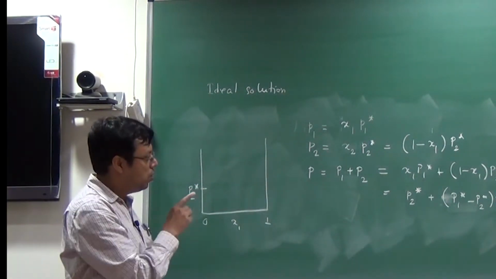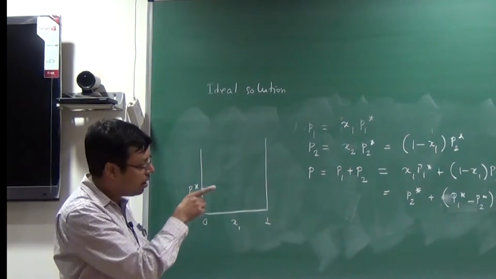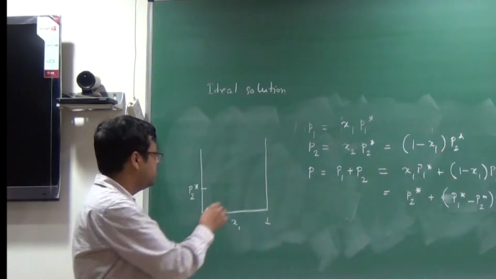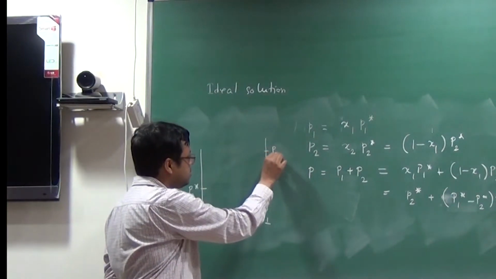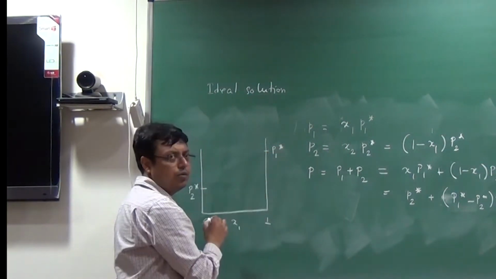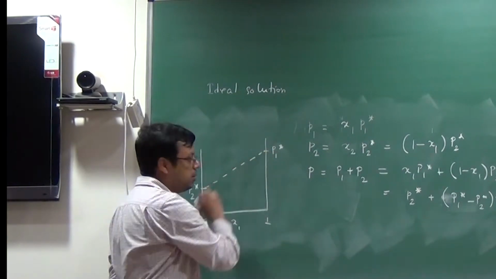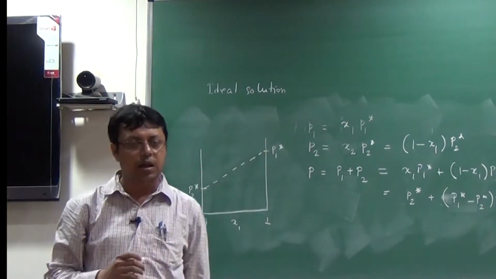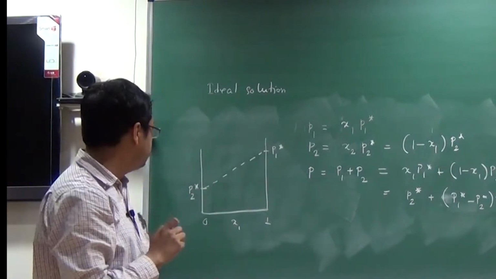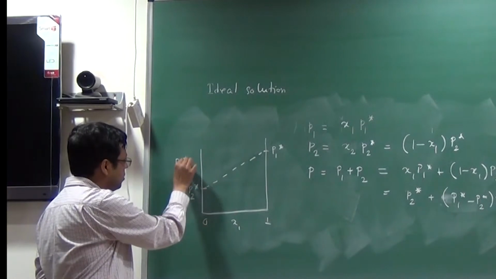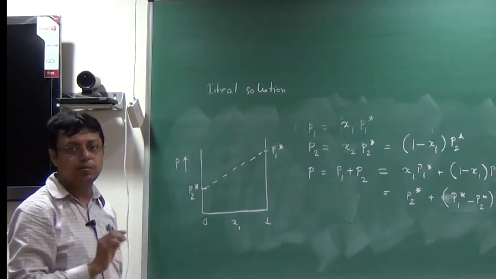When x1 is equal to 1, the p2 stars will cancel and I'll have the pure vapor pressure. So I'll have something like this, p1 star. So this will be my ideal behavior. Now this, what we have just drawn: here the x-axis is the mole fraction of some component, and the y-axis is the total pressure which I am measuring.